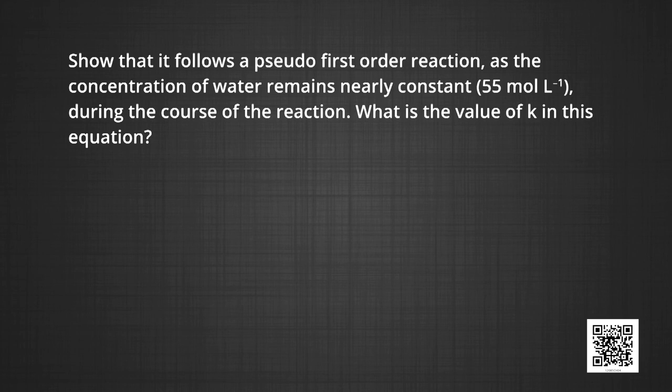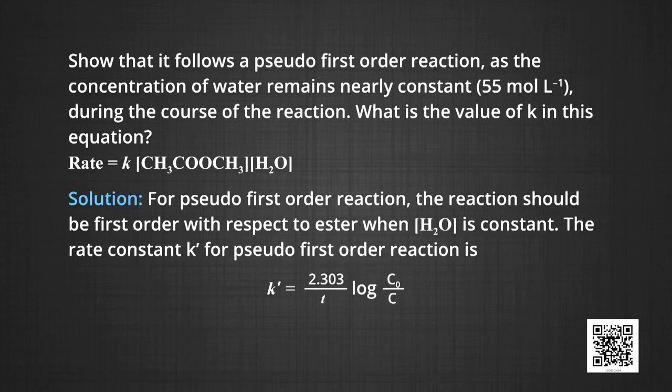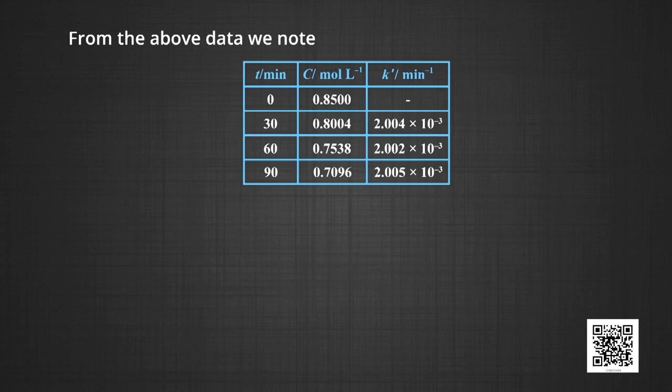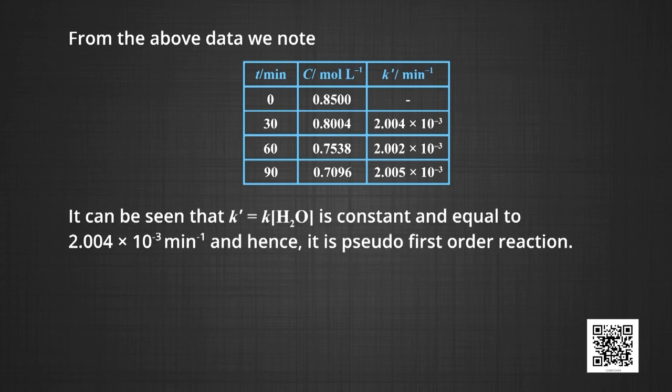Now, what is the value of k in this equation? The rate is equals to k, CH3COOCH3 and molar concentration of water. For a pseudo first order reaction, the reaction should be first order with respect to ester when the molar concentration of water is constant. The rate constant k dash for pseudo first order reaction is k dash equals to 2.303 by t log C naught by C, where k dash is equals to k into molar concentration of the water. From the data above, we can just put the values.